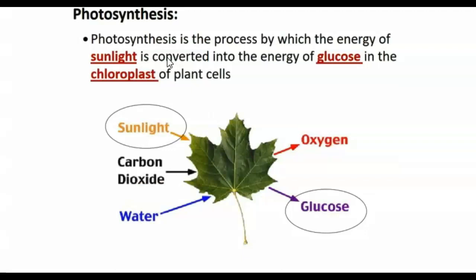Plants are able to make their own energy using the sun's light because they can do a process called photosynthesis. Photosynthesis is the process by which energy of the sun is converted into usable energy called glucose. And this happens in the chloroplast of plant cells.